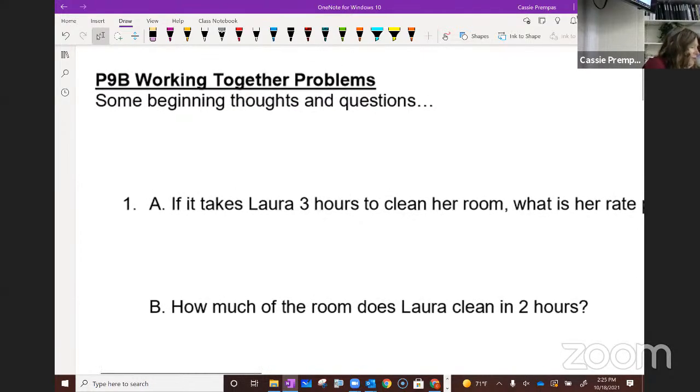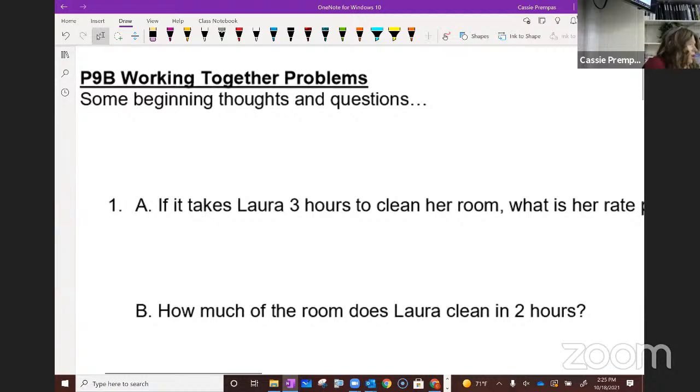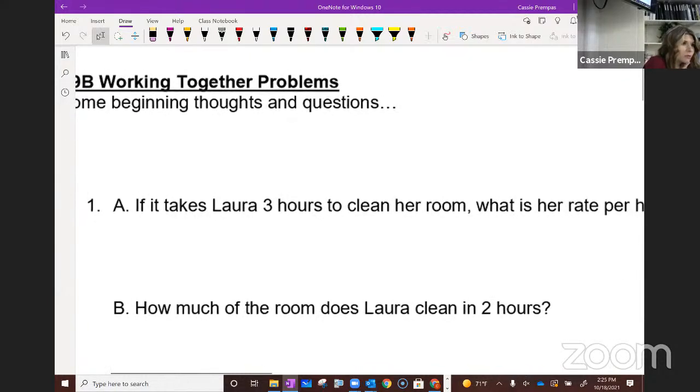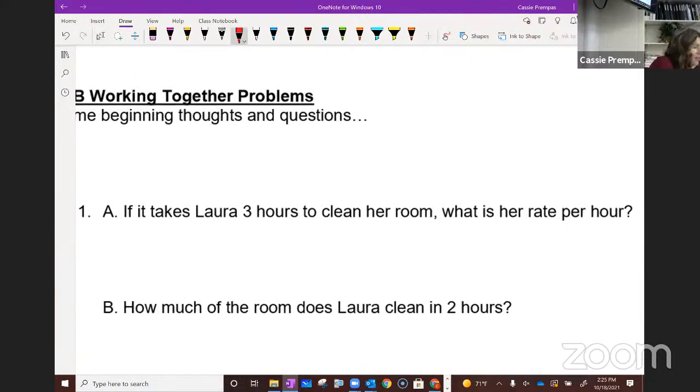So some beginning thoughts before we look at these types of word problems. We just reviewed the equation for distance, rate, and time. And Caroline reminded us that distance is equal to rate times time. Essentially, the miles that you've driven is equal to your rate, your miles per hour, multiplied by how many hours you've driven.